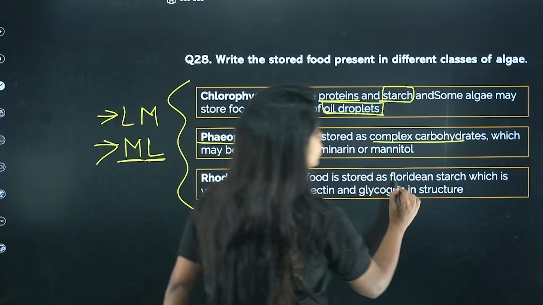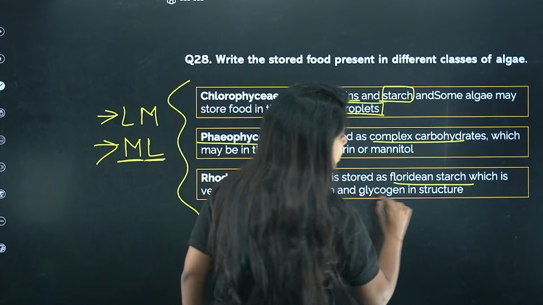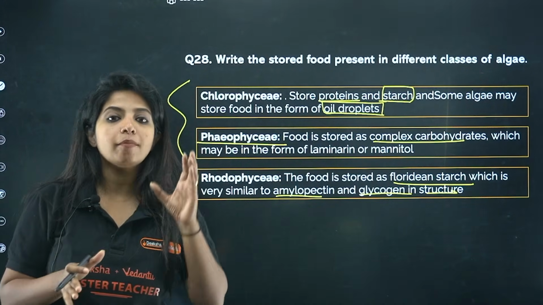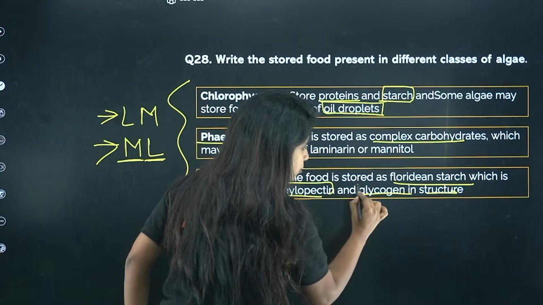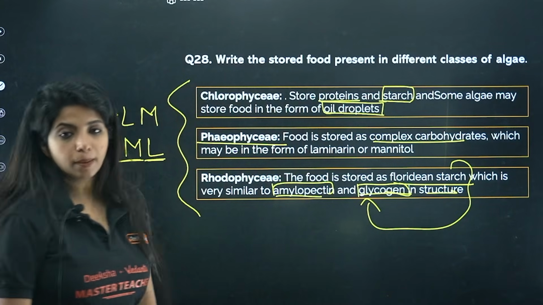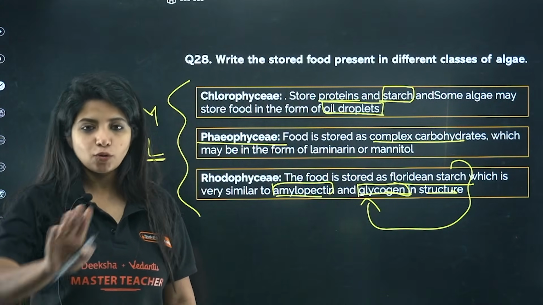Remember this name, floridean starch, which is very similar to amylopectin and glycogen in structure. Floridean starch resembles these structures that you see over here. Done. So once more, let's revise.